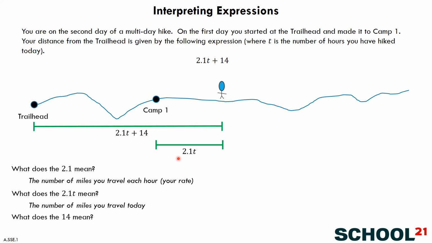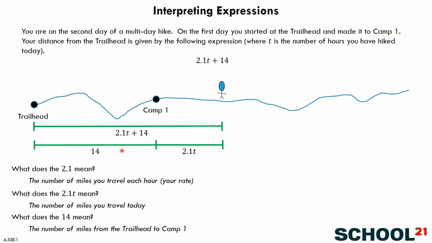Mm-hmm. All right, so now let's ask, what does the 14 mean? What do you think that might mean? Can you figure it out? So this thing, 2.1t plus 14, is the total distance. The 2.1t part is the distance just today. So what must that 14 be? The distance from the trailhead to camp one. That's right. It must be the other part of the distance, the number of miles from trailhead to camp one. And we can put that on our diagram too.